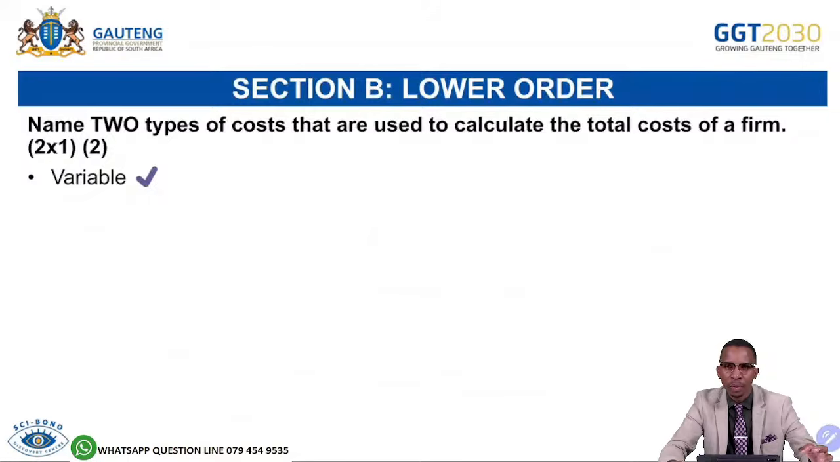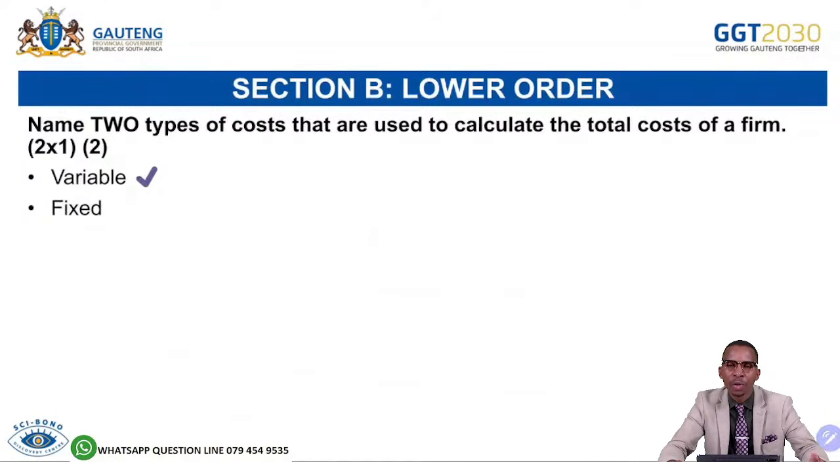If we produce more, the variable cost will be increasing. As we produce less, variable cost will be decreasing. Examples of that can be water, electricity, cost of transport, etc. Then we have fixed cost.